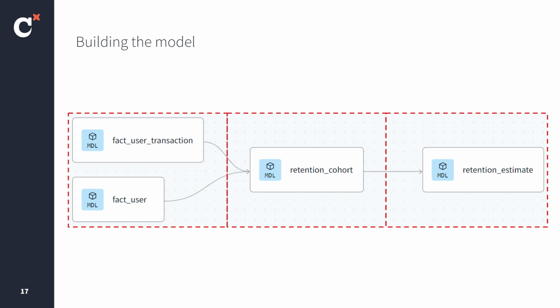The final layer is about creating estimates. And it's not something I've talked about so far, but when you're looking at some of these metrics, it's one thing to look at it from a descriptive point of view, but it's quite another to try to estimate and see how you're going to grow from there.